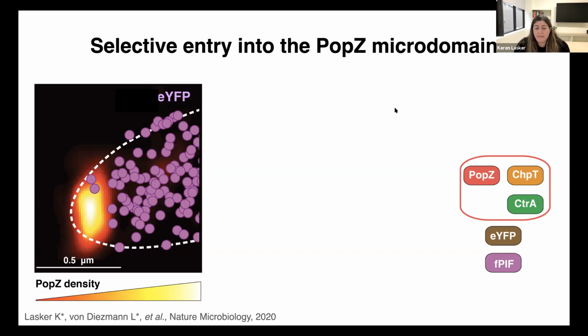When we look at additional cytosolic proteins, specifically we looked at Caulobacter native cytosolic proteins, ChiP-T here in orange and CPRA in green, both fused to EYFP, they did enter the microdomain as indicated by this red rectangle, while PIF-EYFP and EYFP alone did not enter the microdomain. So what is going on here? What is the mechanism behind this entry into the microdomain?